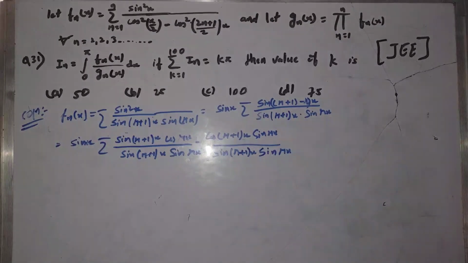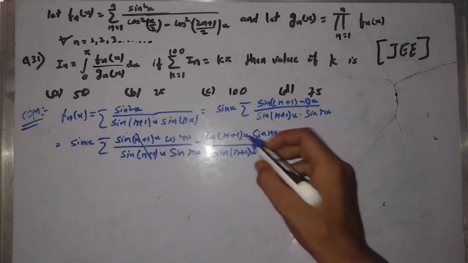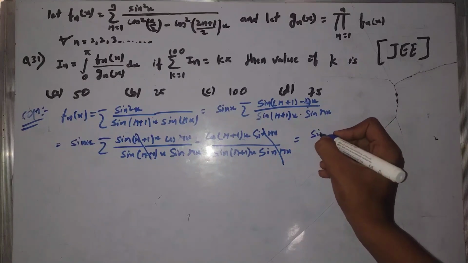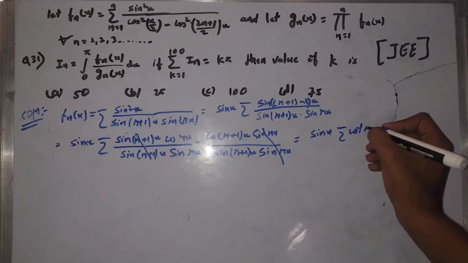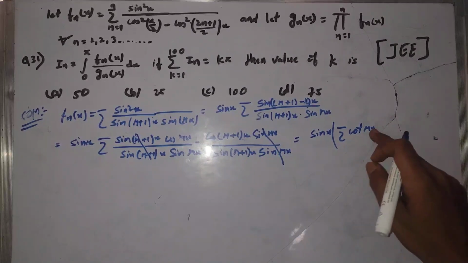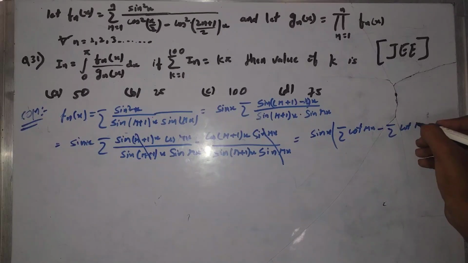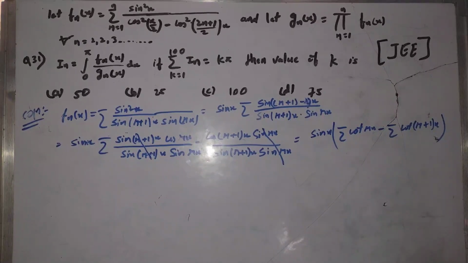Now we can see that here sin (r plus 1)x is getting cancelled, here sin rx is getting cancelled, so what we are left with is sin x, and in the summation we are left with cot of rx minus summation cot of (r plus 1)x. This whole thing is now fn(x), so we can simplify it.